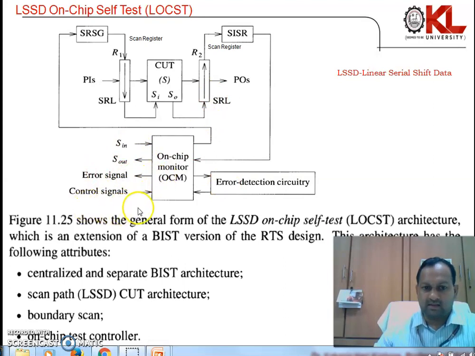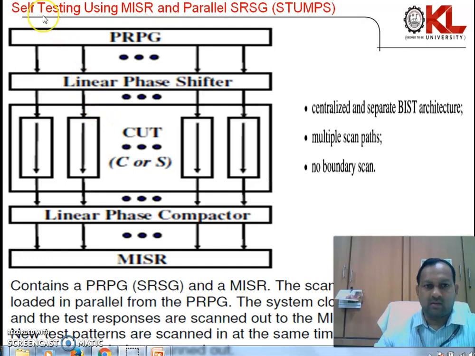Let us see the LOCST BIST architecture. It has the following attributes: centralized and separate BIST architecture, scan path, CUT, boundary scan, on-chip test controller. Next, coming to the next test architecture, self-testing using MISR and parallel SRSG.